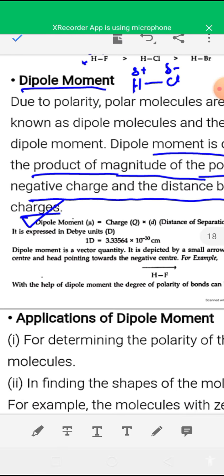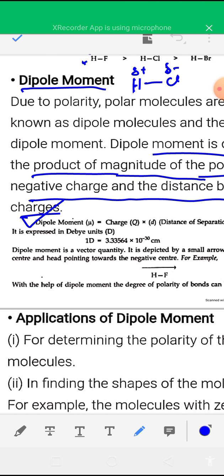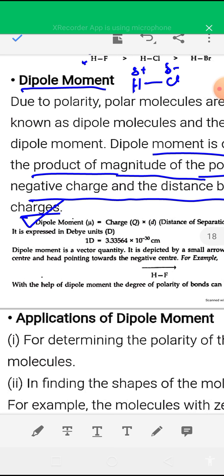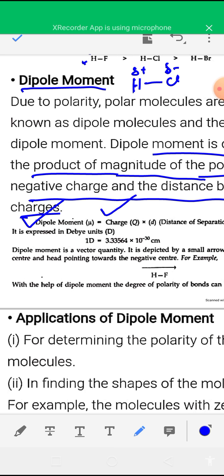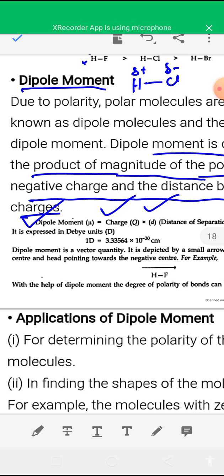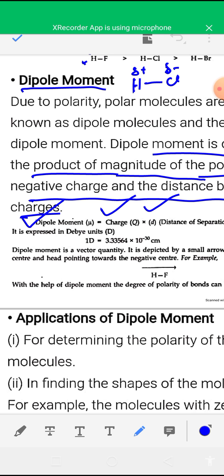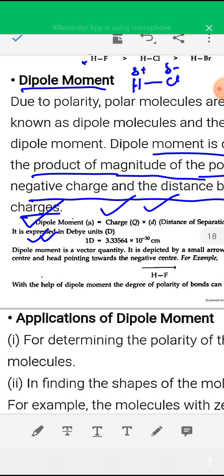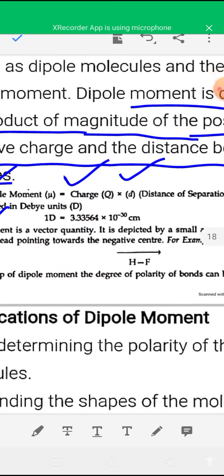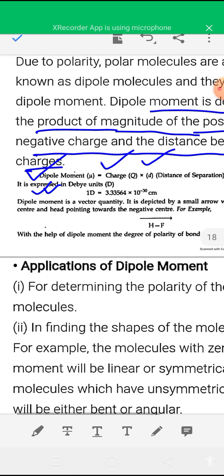So mathematically, dipole moment is represented by the symbol mu. Dipole moment is equal to charge times the distance between two atoms. The SI unit of dipole moment is coulomb meter, in CGS unit it is ESU centimeter, and one more unit is the Debye. Debye is the unit of dipole moment. 1 Debye is equal to, the relation is given, you can see.